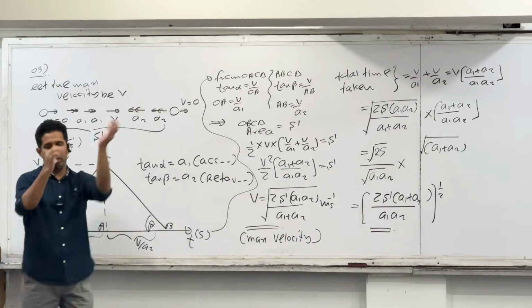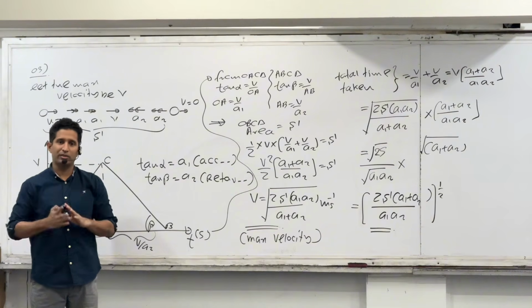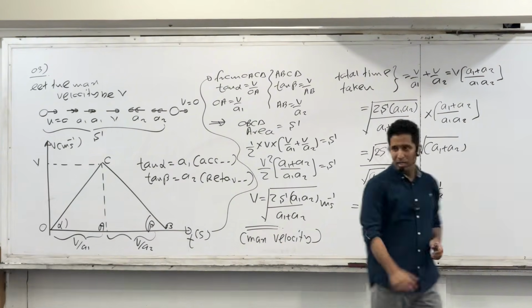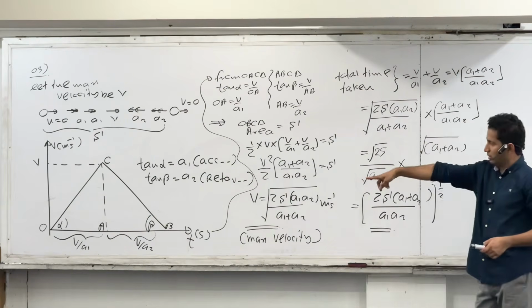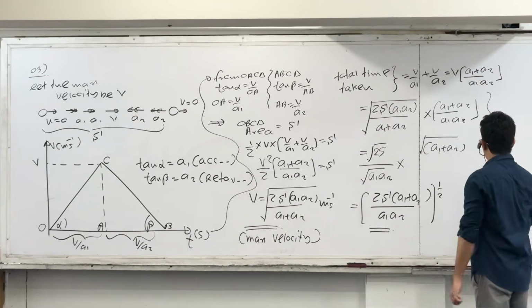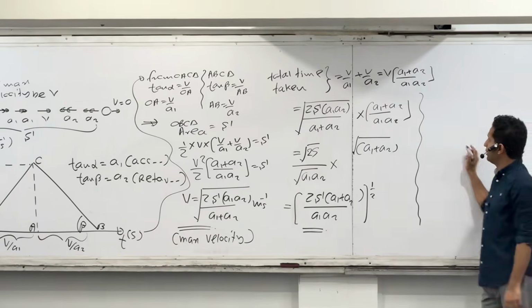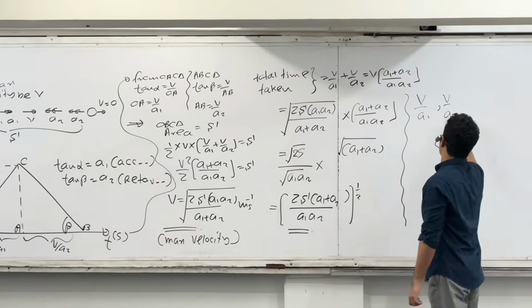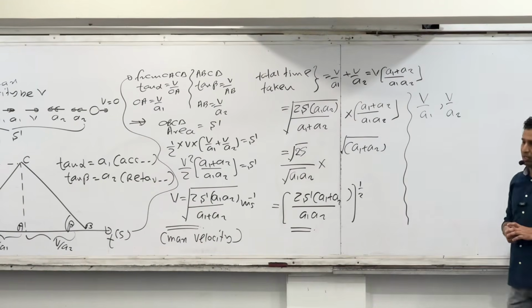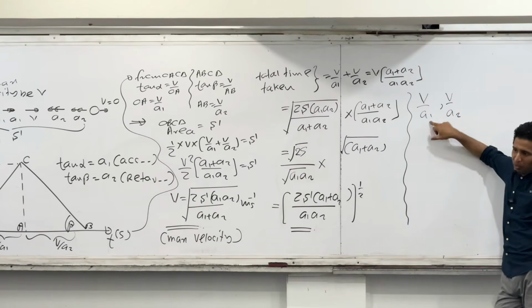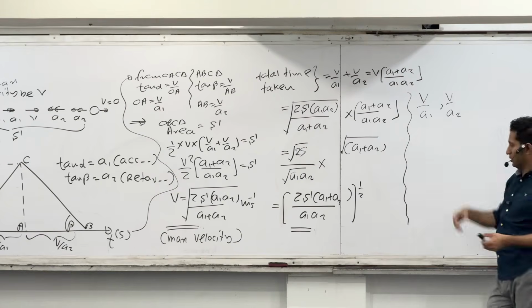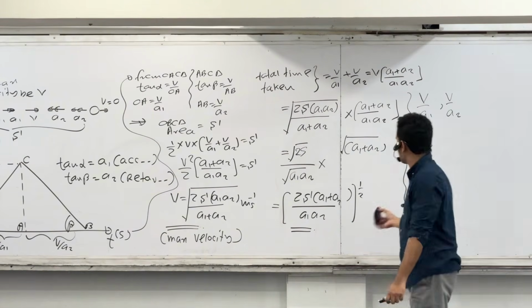If the maximum acceleration and the retardation is A, what is the minimum time taken? The time taken for the acceleration and retardation, you can see, is V over A1 and V over A2. With A1 and A2 at maximum, the time becomes minimum. Now this is the total time taken.